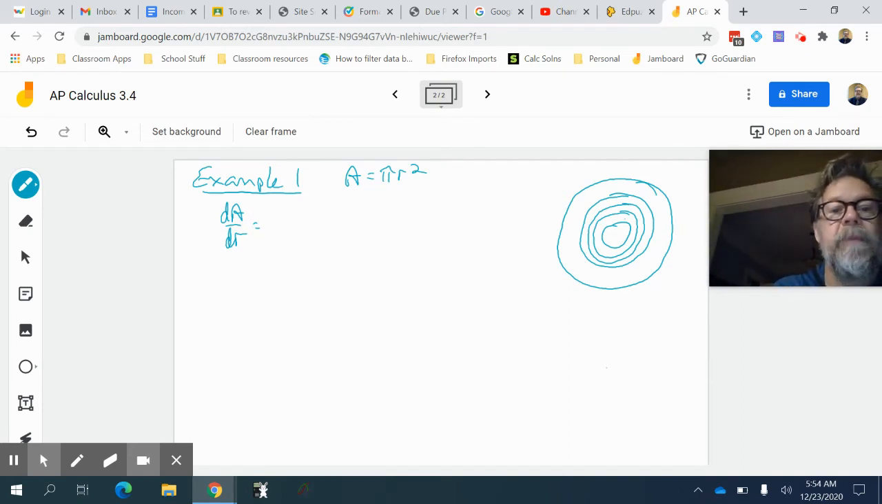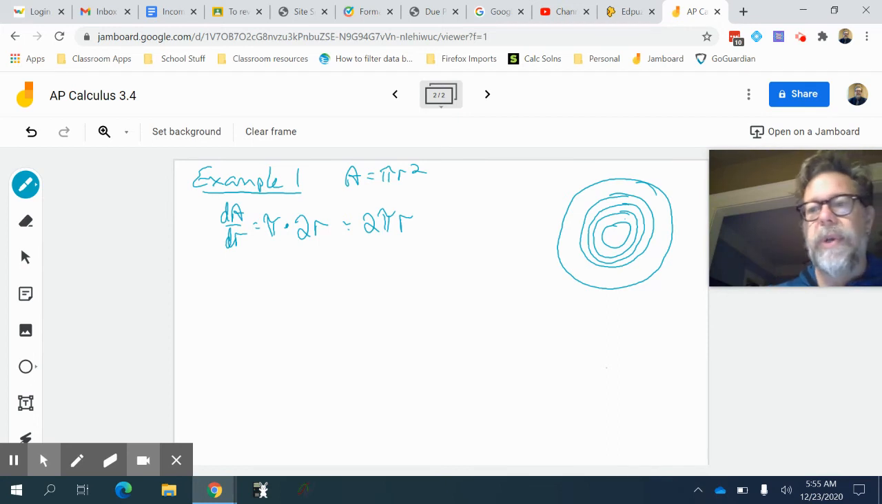So the rate of change of area with respect to time. Remember, that's how we say it from last chapter. Rate of change with respect to, and I said time, but of course I meant radius. We know that the constant stays out, and the derivative of r squared using the power rule is 2r. So this is just 2 times pi times the radius, the rate of change of area with respect to radius.